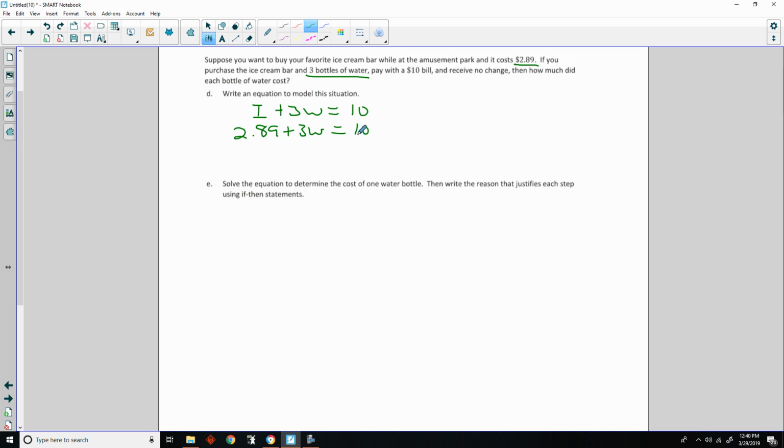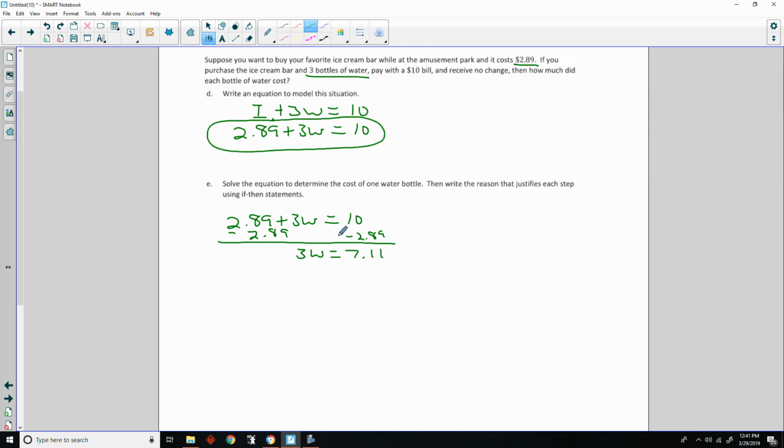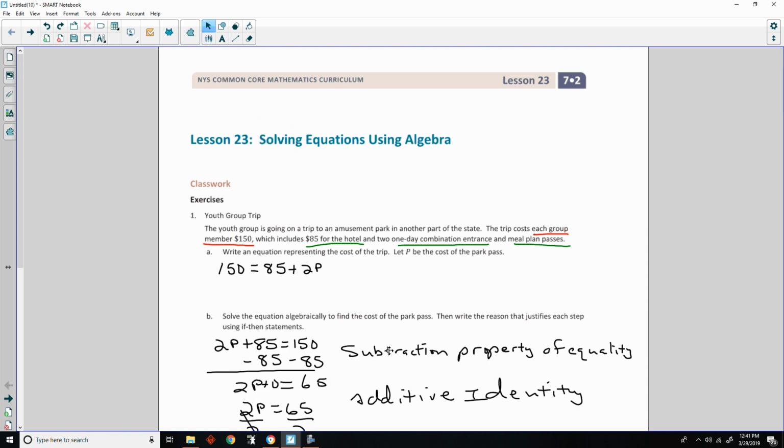Okay, so I substituted in my givens. Then I'm going to subtract 2.89 from both sides. And that is going to give me 3W equals $7.11. Okay, so all it wanted up here was the equation, so I just fixed this up a little bit. So here's my equation. 2.89 plus 3W equals 10. Write an equation. But then it says solve the equation to determine and write the reasons and justify. So this is the subtraction property of equality again. So let's just do this.